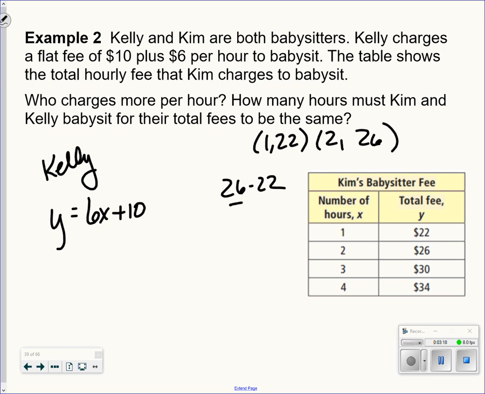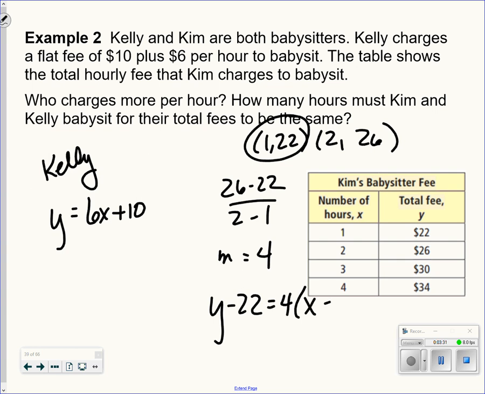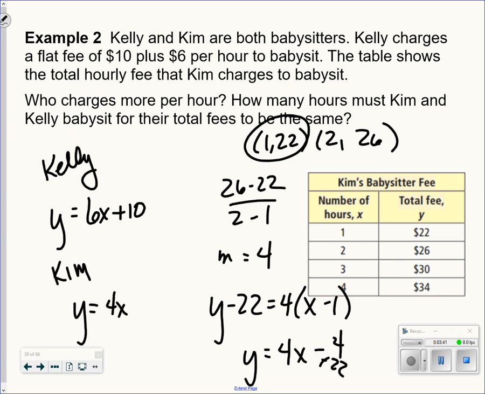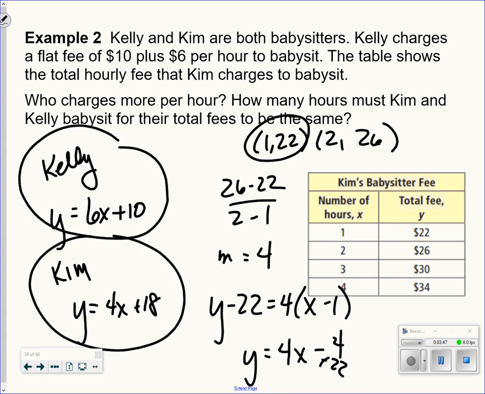Using y minus y over x minus x, we end up getting 4 as your slope. Using one of the points, so let's say I use the point (1, 22), it'd be y minus 22 equals 4 times x minus 1. And then I add 22. So Kim's equation is y equals 4x plus 18. So here's Kelly, here's Kim. Who charges more per hour? Who has the higher slope? Well, Kelly charges more per hour.